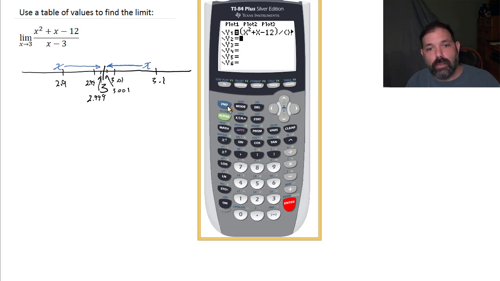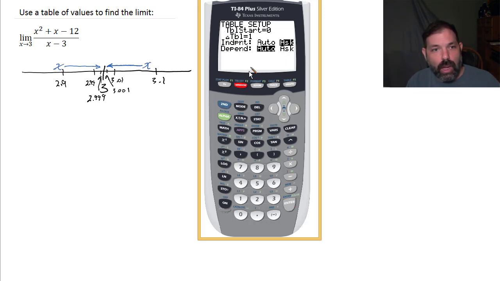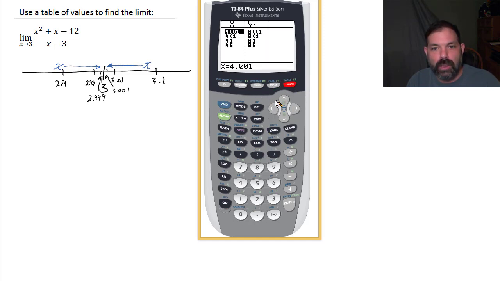Now, I'm going to go to my table settings. I'm going to be inputting various numbers getting close to 3, so I don't want to have an automatic start and change in the table, because the change in x is not consistent. Instead, I want the independent variable to read ask. Alright, so let me go to the table. And I've got some stuff in there from a previous exercise.